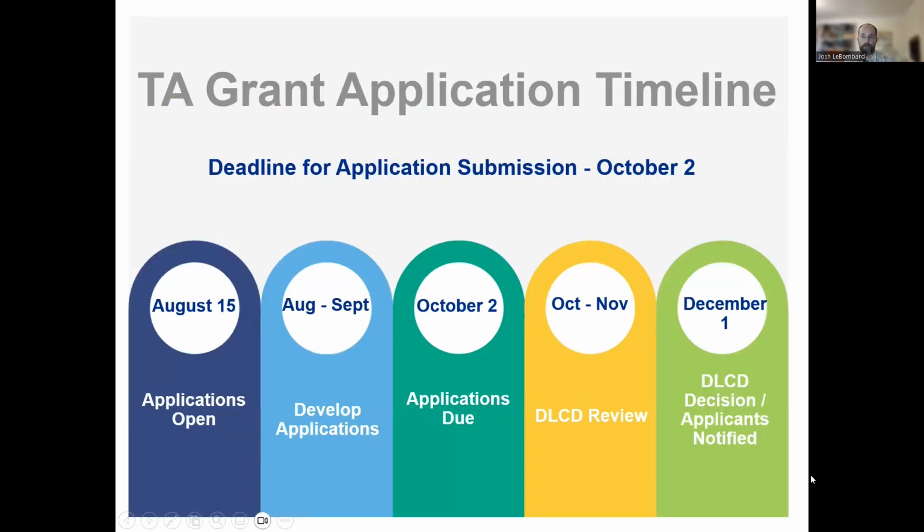In regards to the timeline, we open up the application process on August 15th. You have time to develop applications between then and the end of September. The applications are due October 2nd. After submittal, DLCD will have about a month and a half to make decisions and notify folks. We will have a decision made by December 1st. I think that's at the latest. I'll have to check in with Gordon Howard about whether that's a firm deadline or not, but I would think that would be the latest that we'll make a decision on the grants.